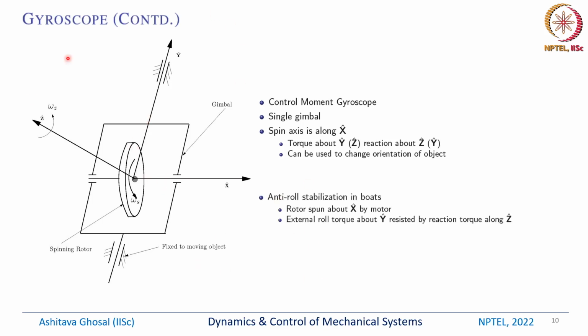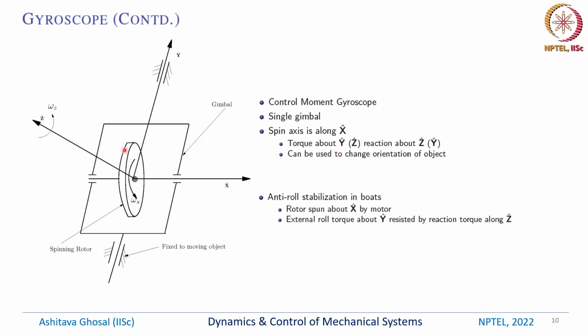You can also use these for what is called anti-roll stabilization in boats. So assume that this is like a boat, in which there is a spinning rotor and this rotor is spinning about the x-axis. Now if there is a torque which is acting about the y-axis, this is sometimes called a roll torque. This will be resisted by a reaction torque about the z-axis, similar to this idea here.